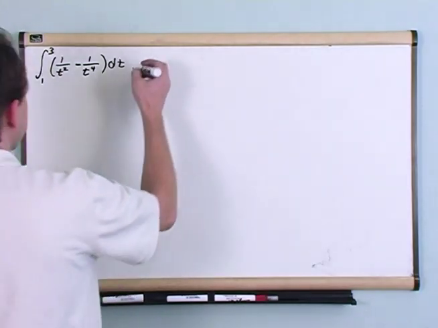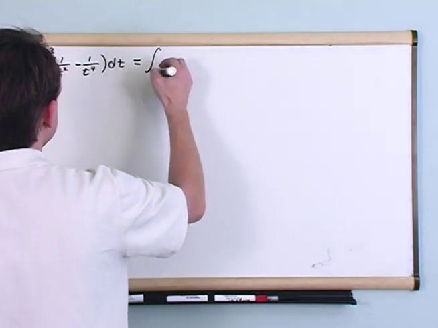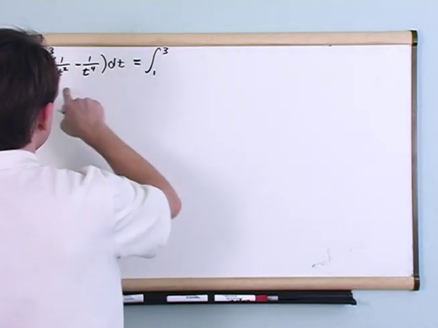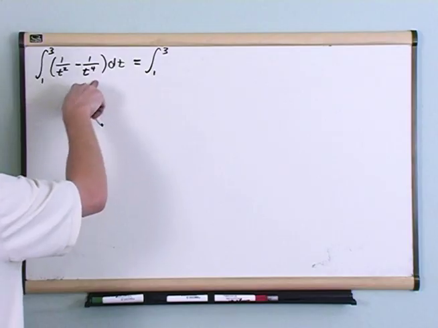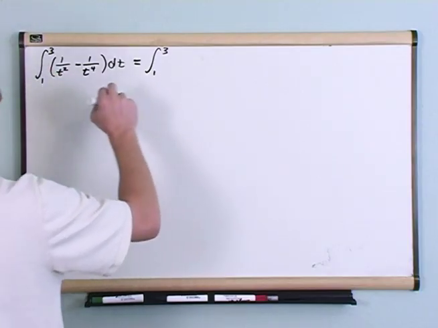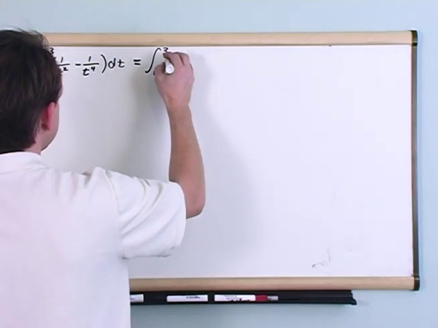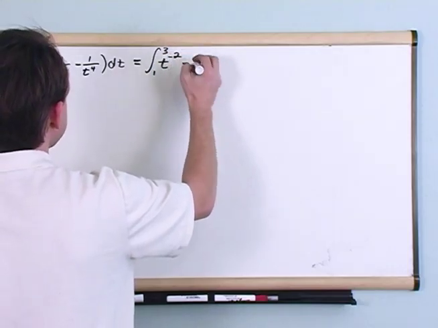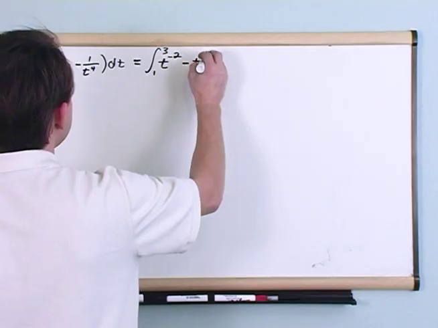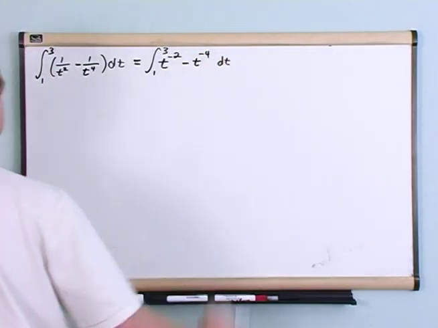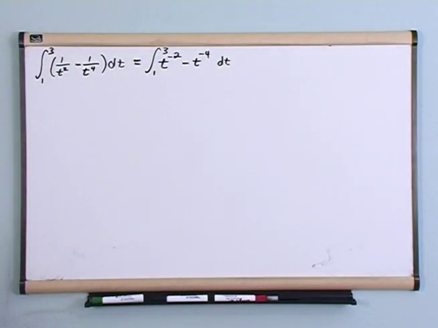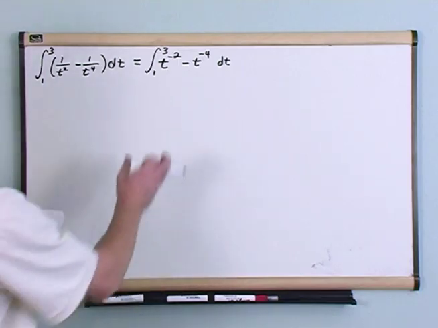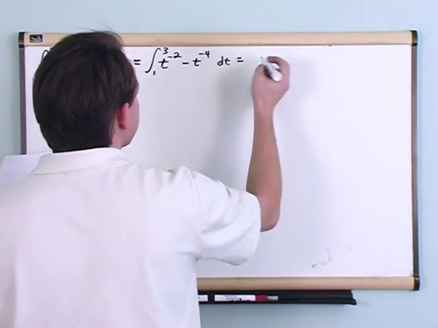Now what I like to do when I see a problem like this, I've been saying it over and over again, is I like to write these in terms of exponents instead of fractions. So then this would be t to the minus 2 power minus t to the minus 4 power dt. That's exactly the same thing. And when I write it this way, it becomes much easier.